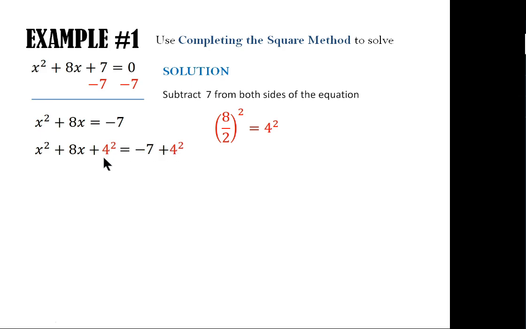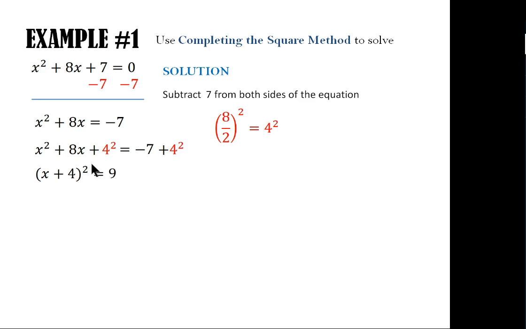The reason why we divide this by 2 and then square it, and the result will be added to both sides, is so that this will become a perfect square trinomial. Okay, so this is equal to x plus 4 times x plus 4, or quantity x plus 4 squared, because when you take the product of this, it is equal to x squared plus 8x plus 4 squared. So negative 7 plus 16, that's positive 9.